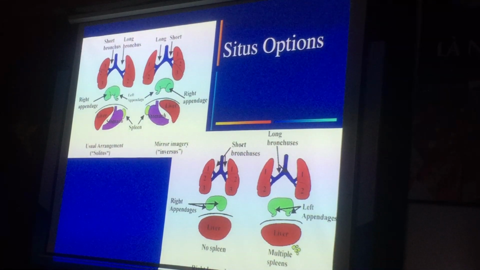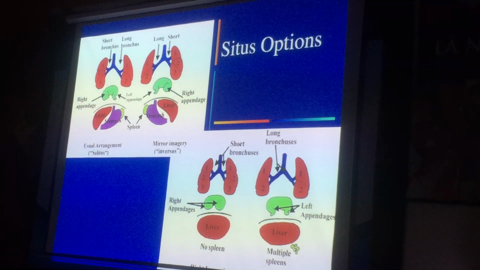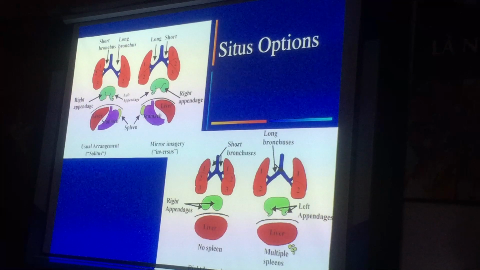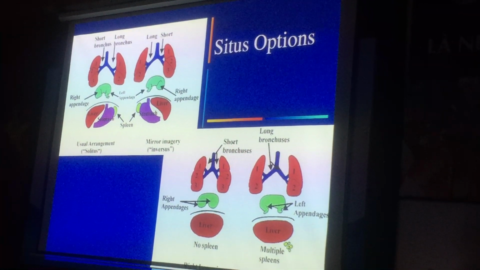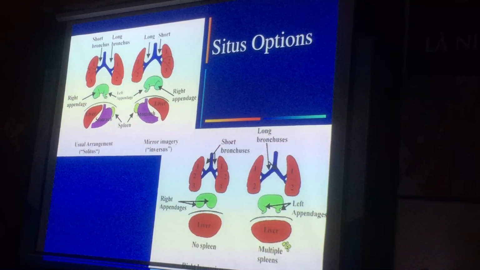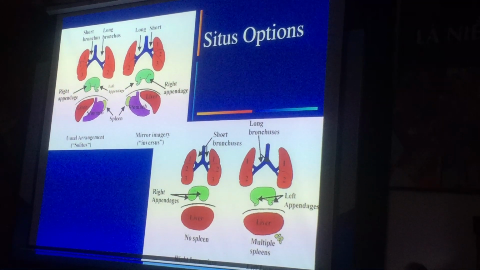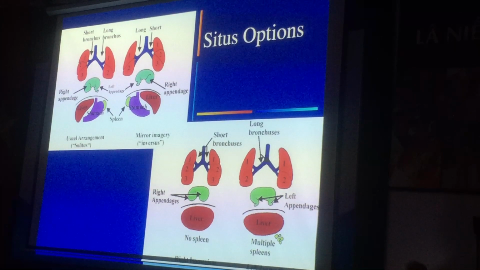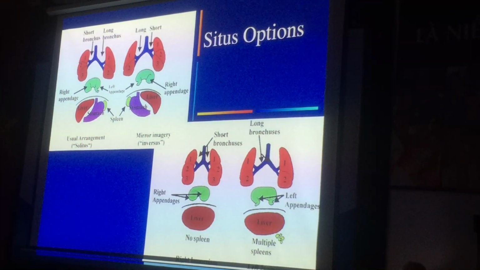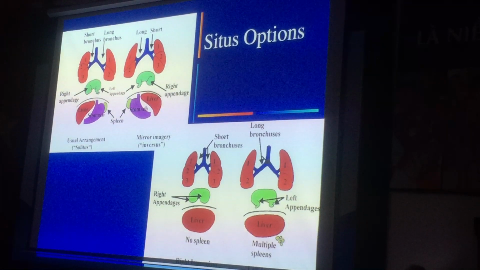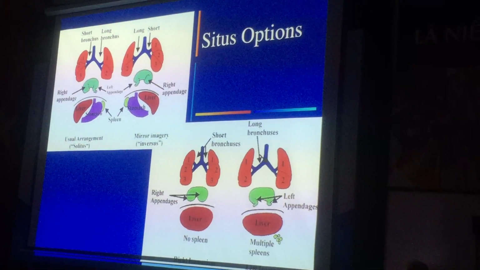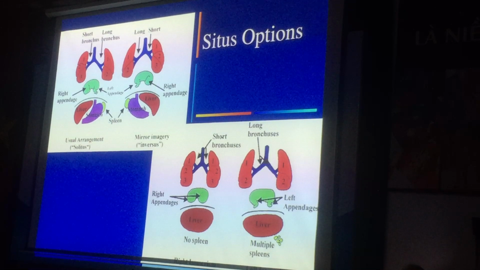So, in right isomerism, they have 2 right bronchi, and that's pretty common. We can recognize right bronchi with a simple technique like bronchial tomography, and you can do it in a neonate, so it's easy to do. They frequently have 2 right lungs with trilobes. They have a liver, and they generally have no spleen. Not always, but generally no spleen.